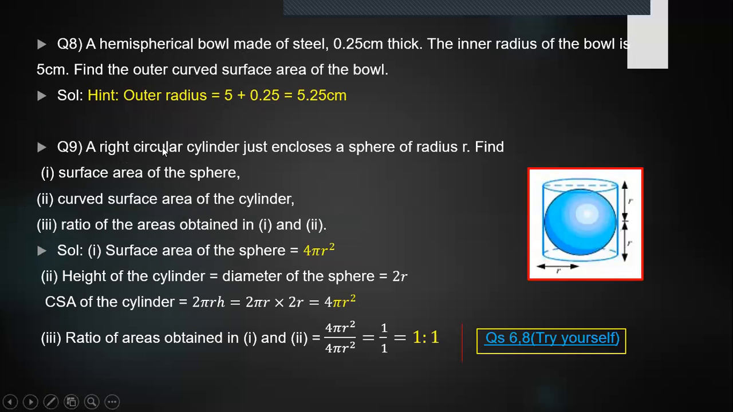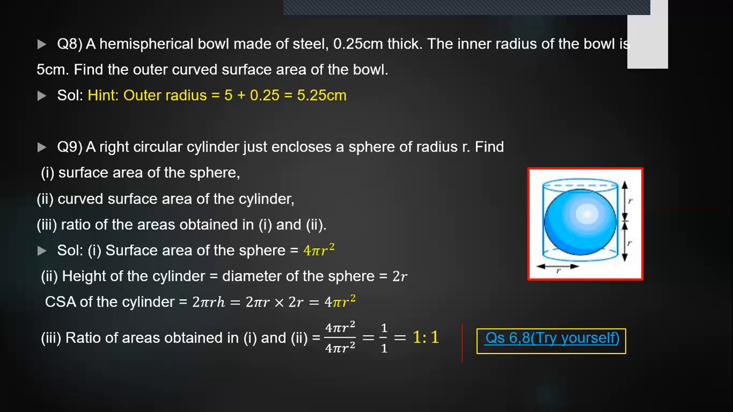Next, we are going to move to question number 8, and I'm going to leave this with a hint. It says a hemispherical bowl is made of steel 0.25 centimeters thick. The inner radius of the bowl is 5 centimeters. Find the outer curved surface area of the bowl. Now over here, you are given the inner radius is 5, and the outer radius is going to be the inner radius plus the thickness, which is 5.25 centimeters. With this value of outer radius, you have to work out the outer curved surface area of the bowl.